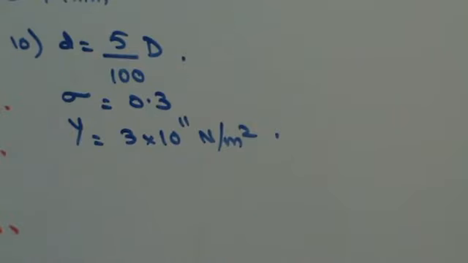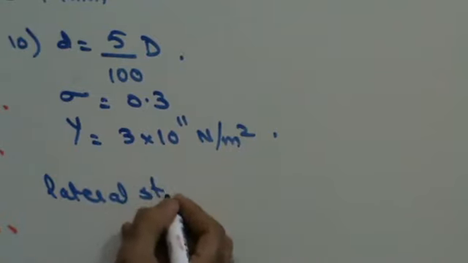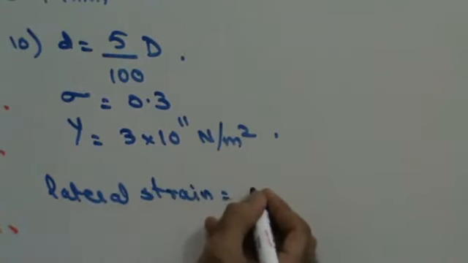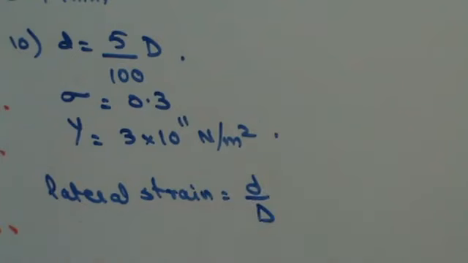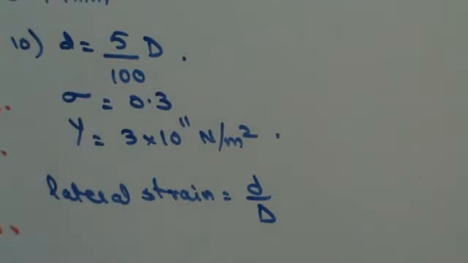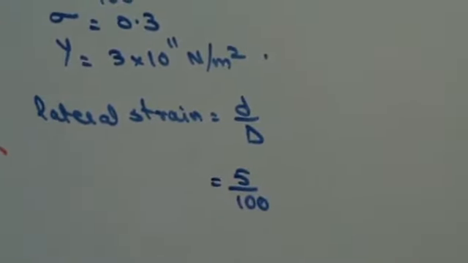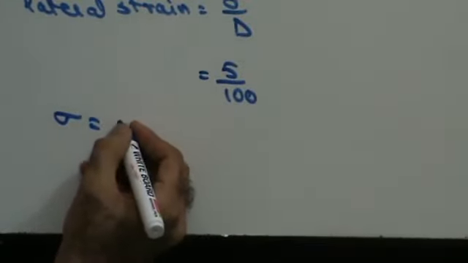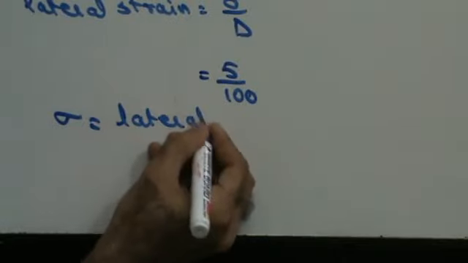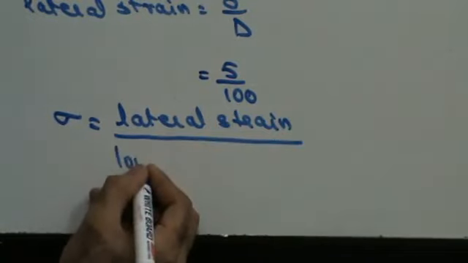Right? Let's try to do this sum, guys. Now, what is lateral strain? Lateral strain is nothing but the change in diameter upon original diameter. I can say that, guys, from here, if I take this d down, lateral strain is 5 upon 100. Do we get this thing here? Poisson's ratio is given. Now, I can say that Poisson's ratio is lateral strain upon longitudinal strain.